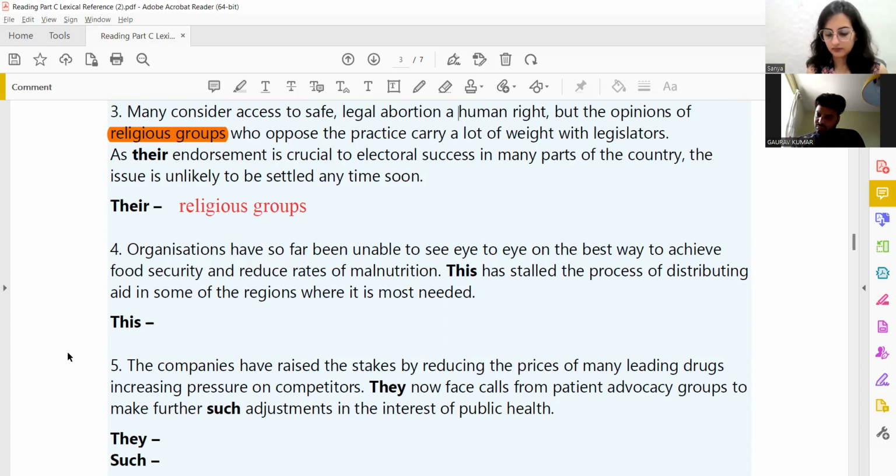Best way has stalled the process. Best way to achieve the food security. What's the meaning of has stalled? Stall the process of distributing. What do you think is the meaning of stall? I don't understand the meaning of stall.